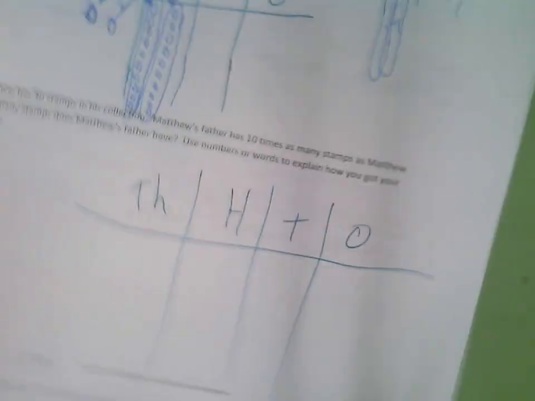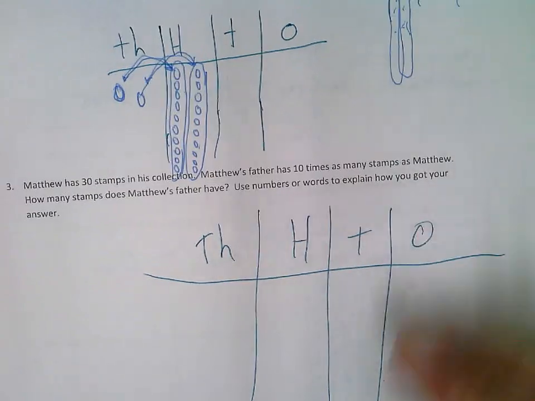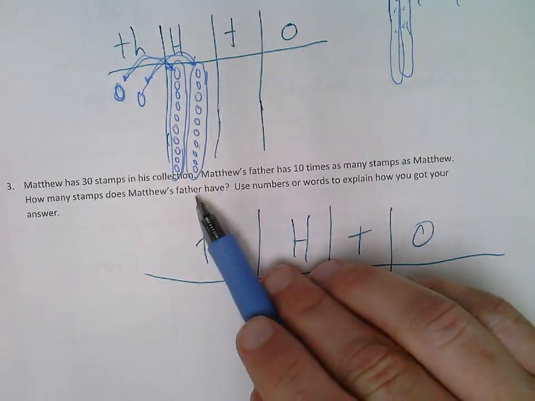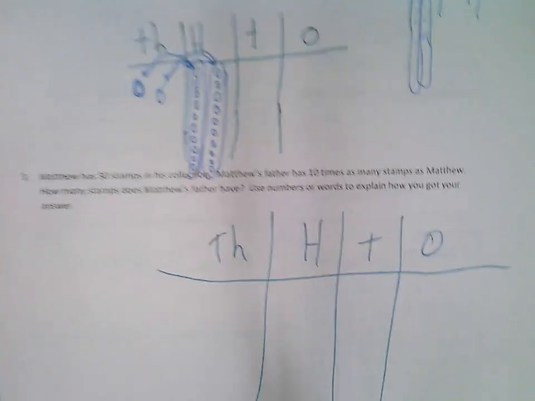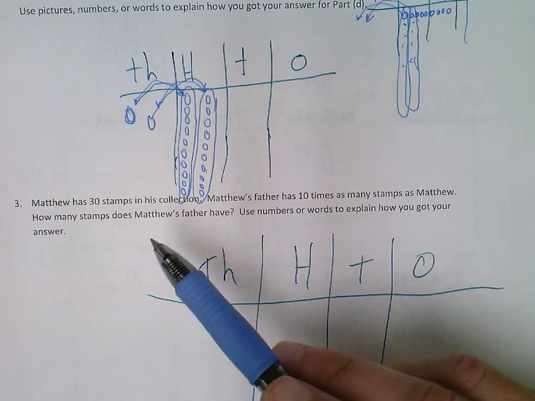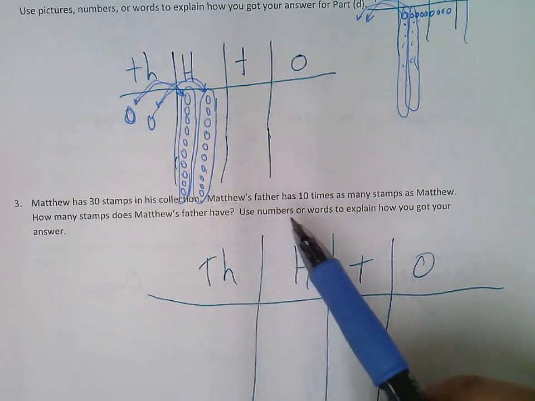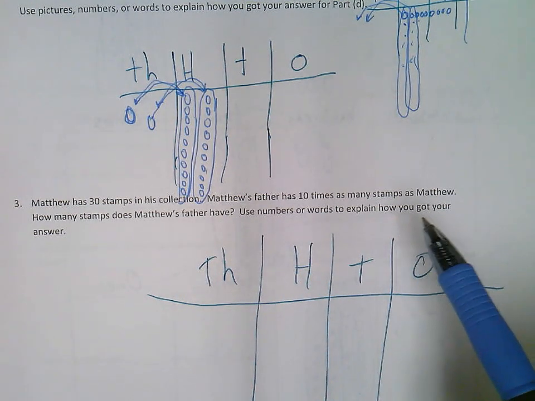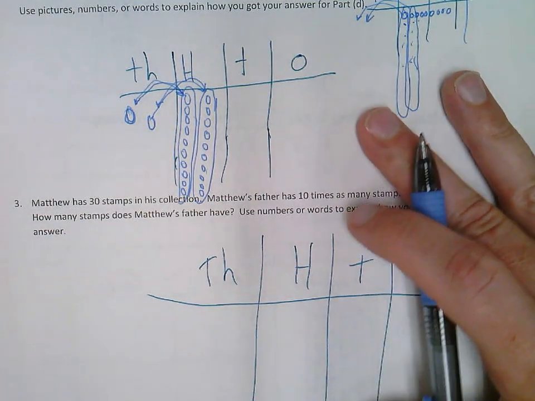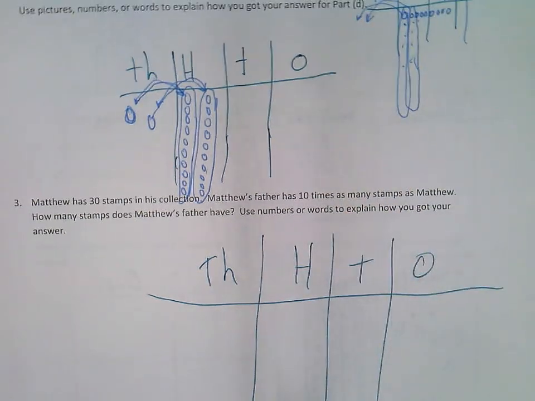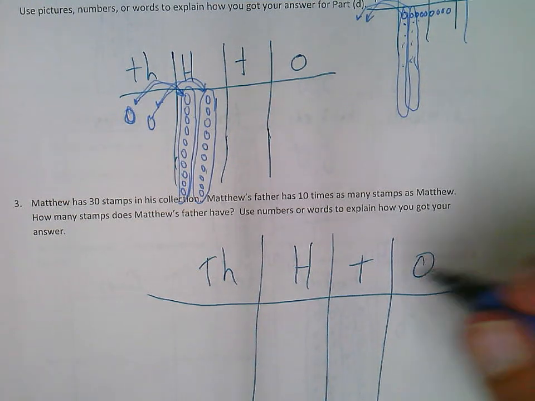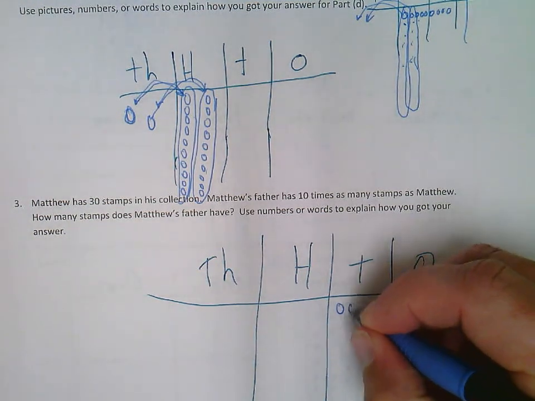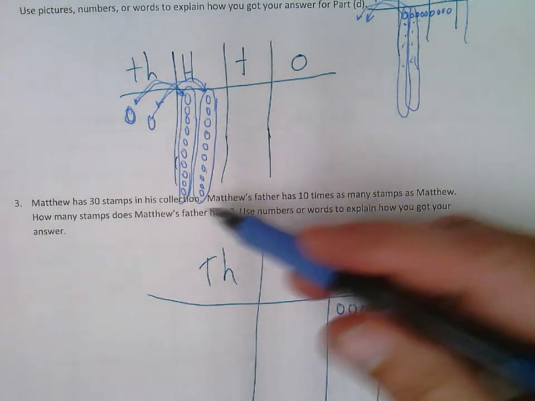And moving down to number 3, it says Matthew has 30 stamps in his collection. Matthew's father has 10 times as many stamps as Matthew. How many stamps does Matthew's father have? Use numbers or words to explain how you got your answer. So I like to use our place value chart here. And Matthew has 30 stamps. So I'm going to put 3 tens here because 30 is 3 tens.